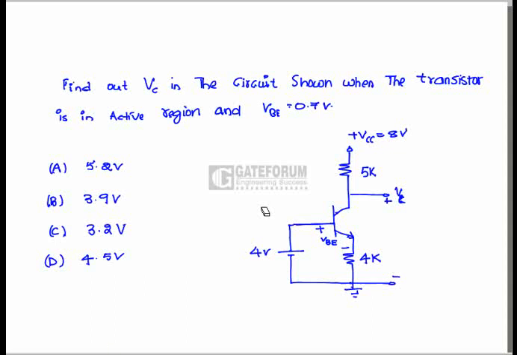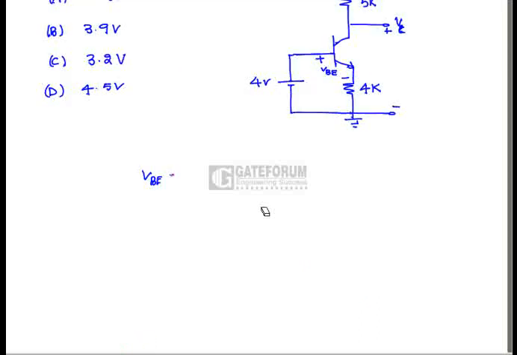Here we have to find out the collector voltage. In order to find out the collector voltage, we need to know the collector current. In order to know the collector current, we need to know the base current, which is given as follows. Here VBE equals 0.7, VE equals VB minus VBE equals 4 minus 0.7 equals 3.3.